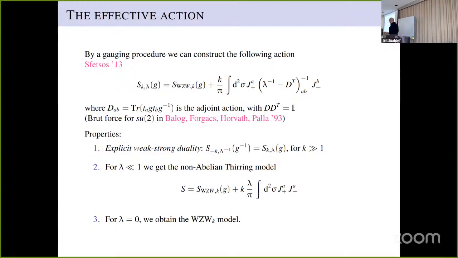The second thing is that if I take lambda to go close to 0, this term becomes very, very large. So it's significantly larger with respect to that, so I can neglect that one, and I get the starting point. For lambda equals 0, if I strictly set lambda equals 0, I will get the Wess-Zumino-Witten model. So one point that's in agreement with the works of Kutasov is that I have an explicit weak-strong duality. Of course, I cannot name it that still at this level of effective action.